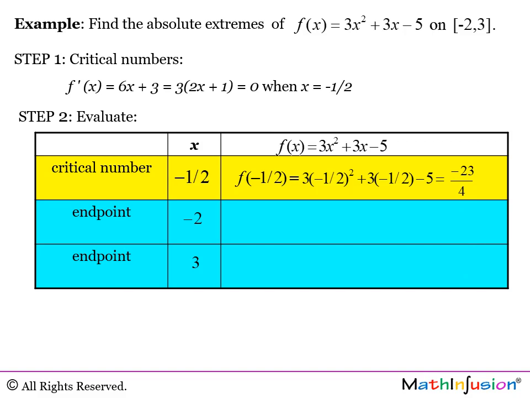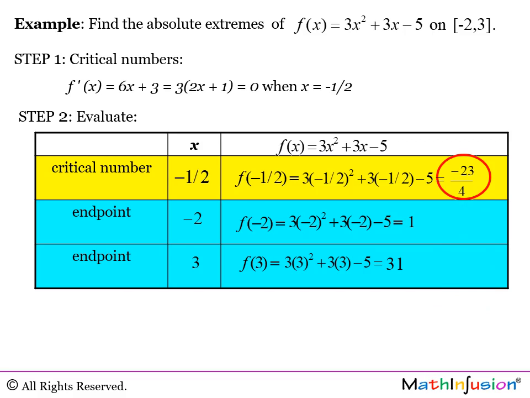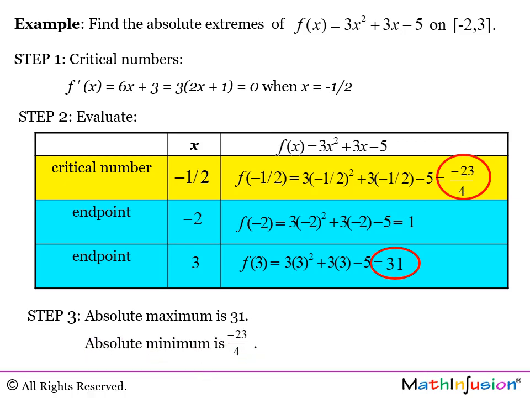Here we get minus 23/4. Here we get 1. And here we get 31. In step 3, we have to compare those numbers. This is the only negative number, and this is the highest positive number of the two numbers that are positive. So we can conclude that the absolute maximum is 31 and the absolute minimum is minus 23/4.